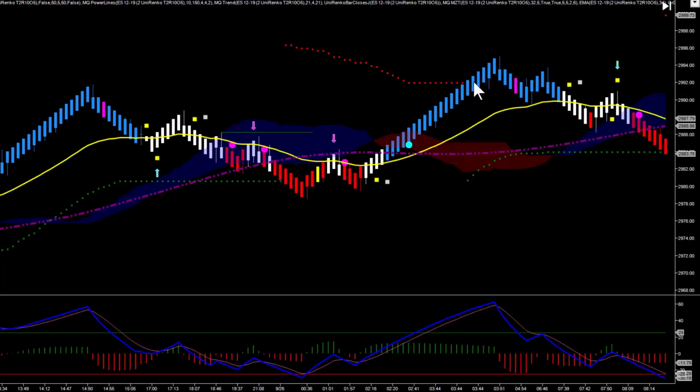Able to take 10 full S&P points off in this trade, which was $500 per contract. So a relatively stress-free $500 per contract trading the S&P.